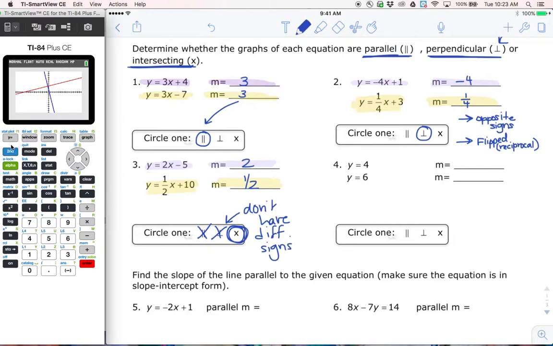Now, what does this look like in our calculator? Well, we have 2x minus 5 for our first equation. And my second equation, I have 1/2 x plus 10, right? So when I graph these, what do I see?